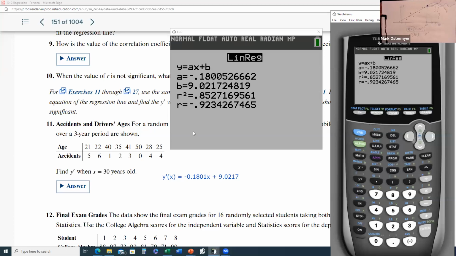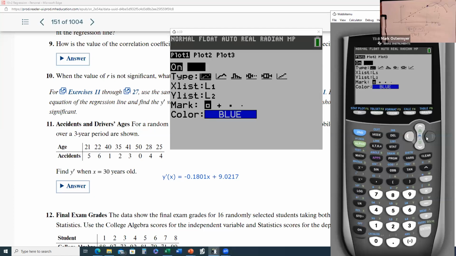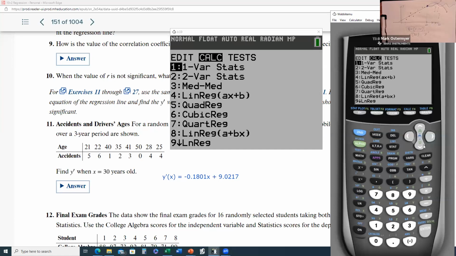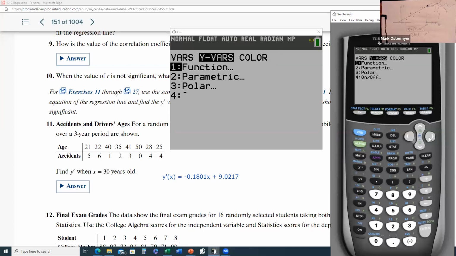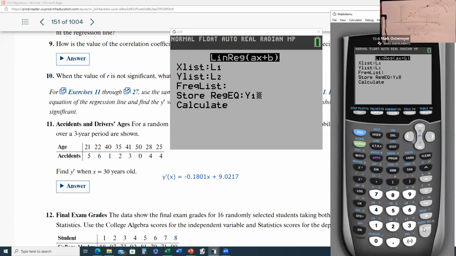Now, another thing we can do is a scatter plot. If you go into stat plot, turn plot 1 on, and you can configure it to make a scatter plot here. Another thing is when you do regression, you might want to store your regression equation in Y1. To get to Y1, you hit your vars key, go over to Y vars, select function, and select Y1. That'll not only compute your regression equation, but also store it in your equation editor for Y1.